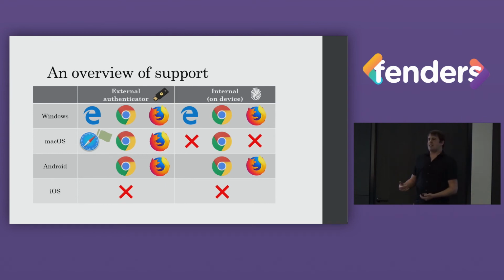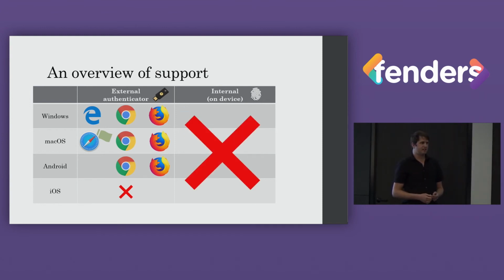If we look at what that means overall, basically if you're using Chrome or Firefox, you can use the external authenticators or the internal ones on pretty much any device you've got, unless it's an iPhone or an iPad, I guess, which is good. And even though there's this big gap in iOS, we've still made good progress in a year. You know, a year ago, it looked more like this.